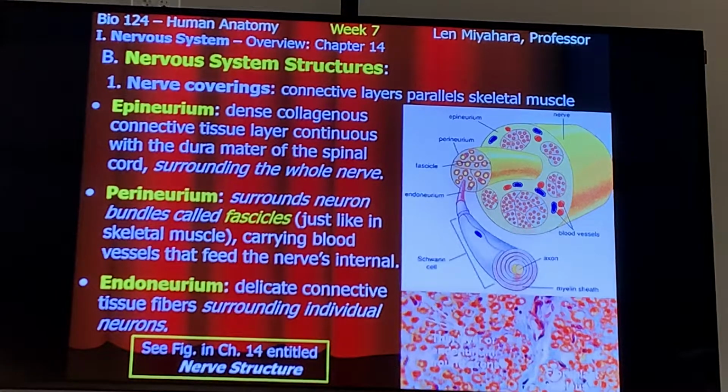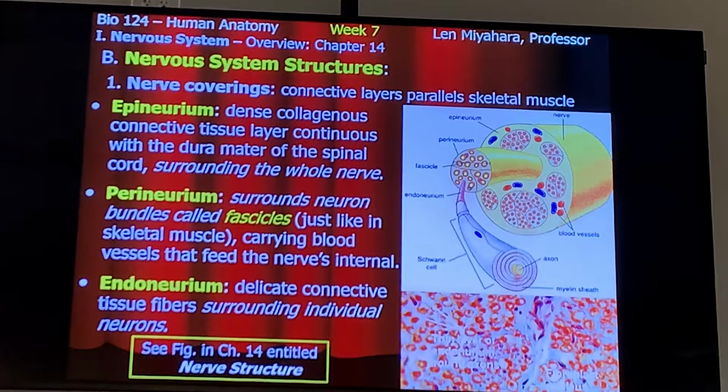They're very parallel, and so we use parallel prefixes. Epi, peri, and endo. Okay. Everybody got it? What's it say in the white over that bottom slide? Thin layers of endoneurium around axons. Fibroblast, nucleus.